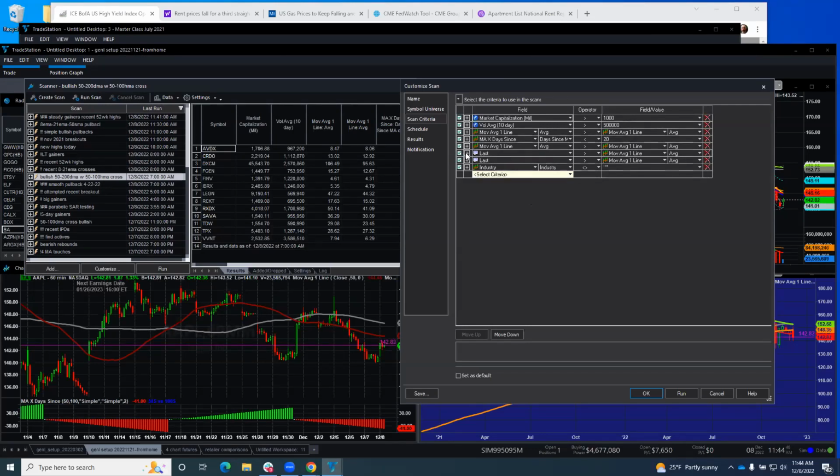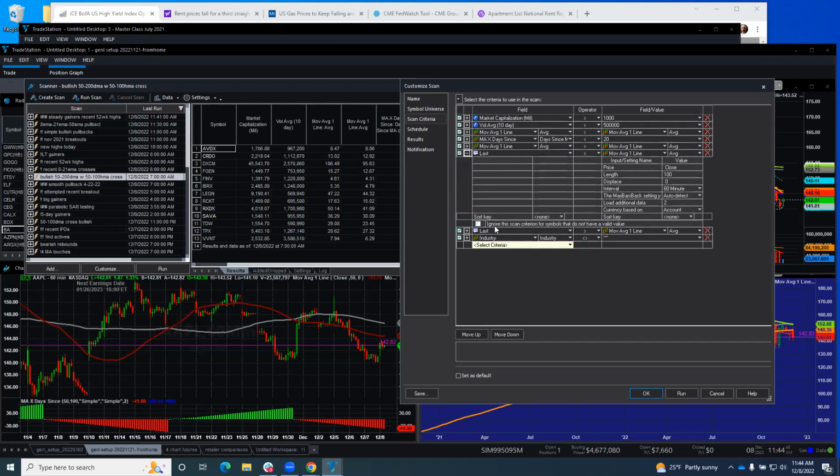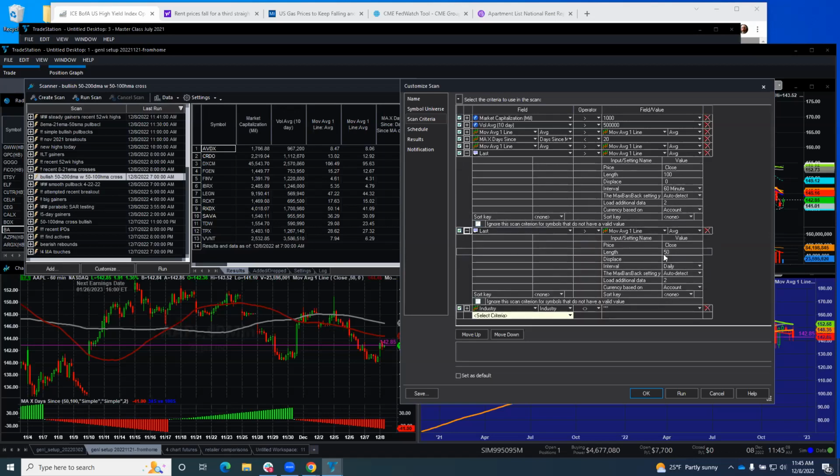Then the last things I did was I said I want to have the last price greater than the 100-hour, because sometimes you'll find a stock where everything was bullish and then today it's down a ton, and you don't want that. So you want it to be above the 100-hour. And the other thing I wanted was the price to be above the 50-day moving average. Occasionally you'll find strange things when a stock was bullish and then today it's down 30%. The moving averages didn't cross yet.